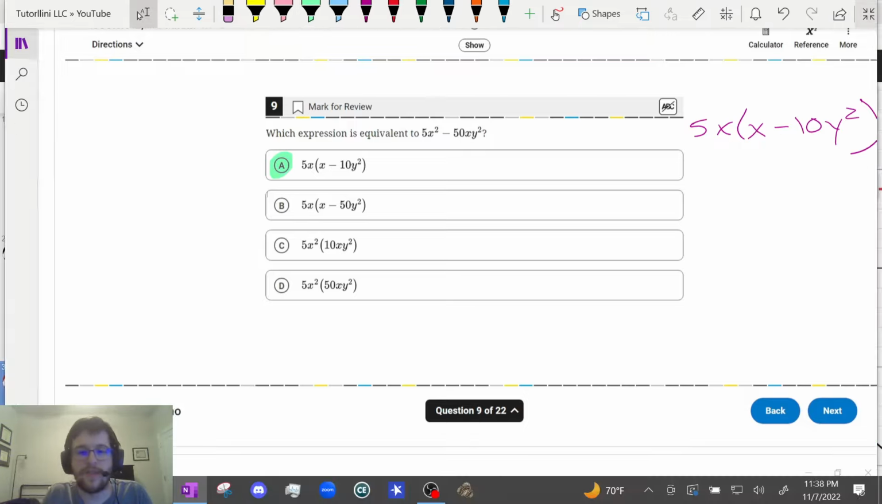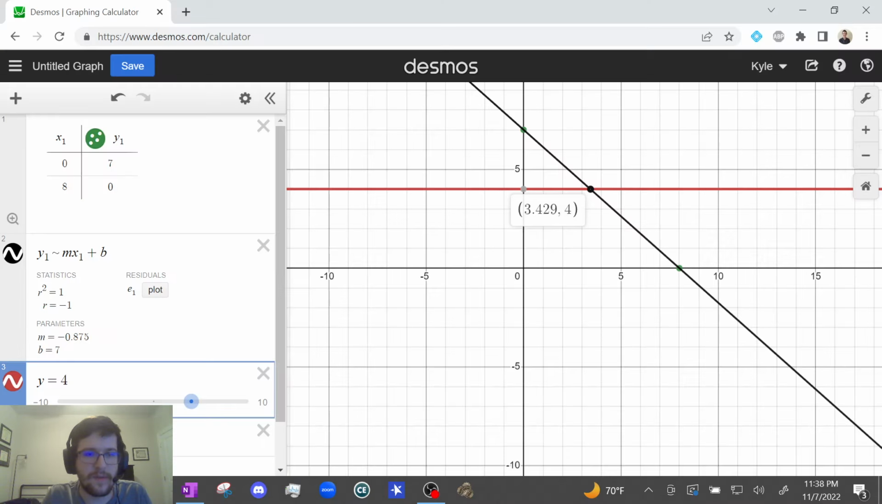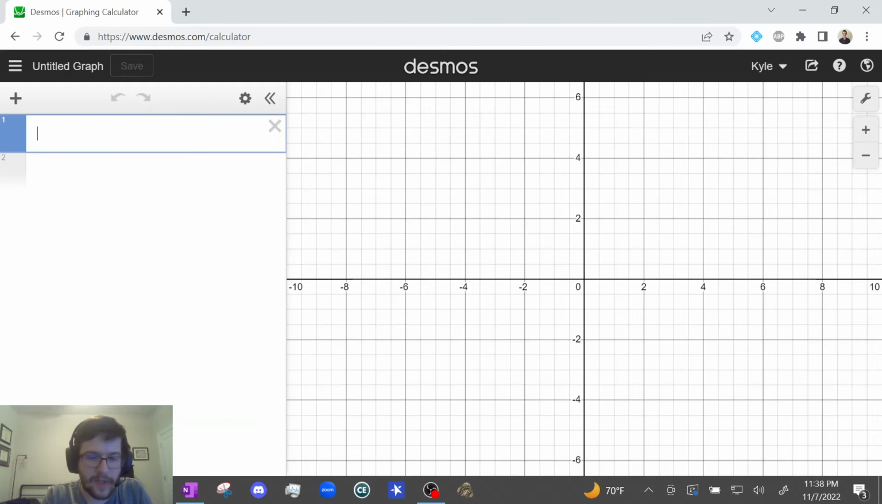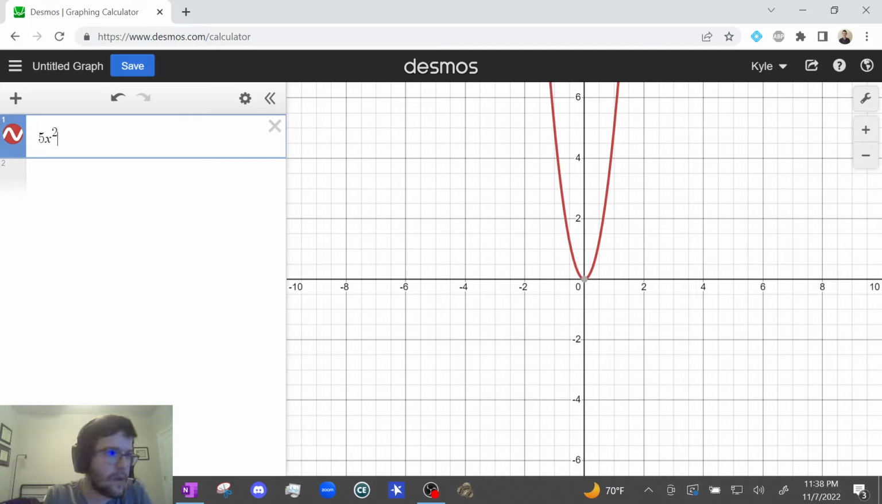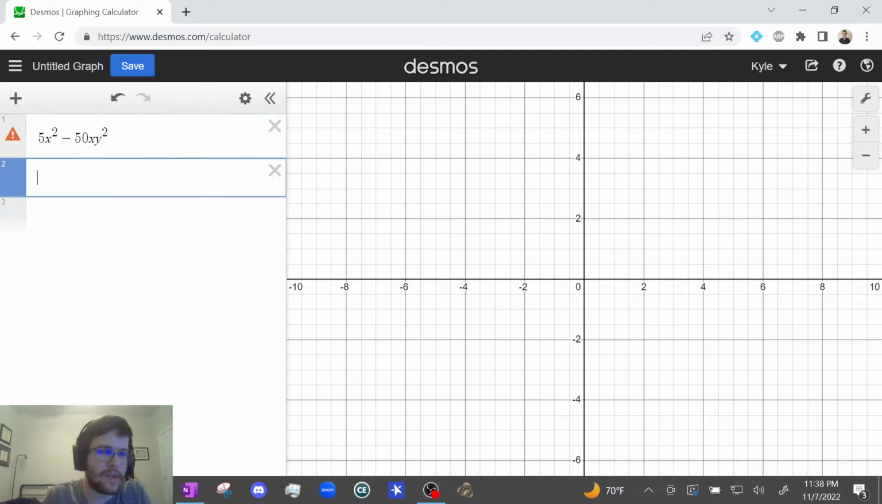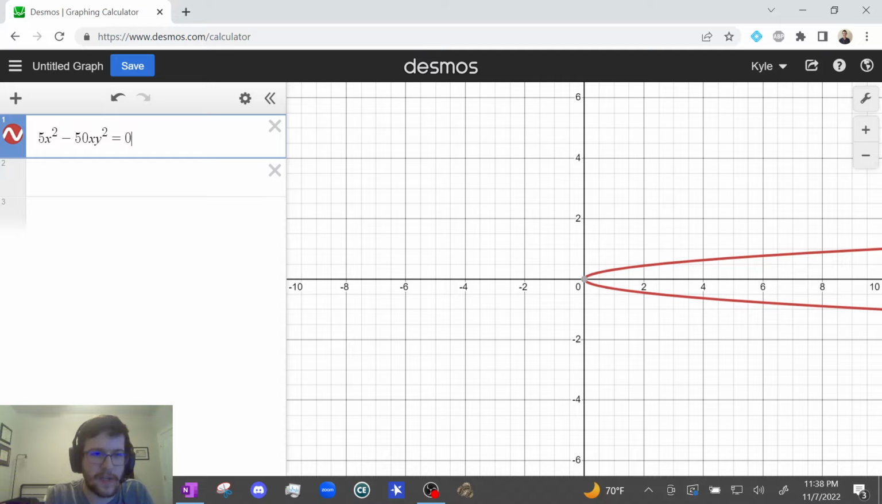So I just want to point out, if you did want to do this using Desmos, you could type in the original, so 5x squared minus 50xy squared. And it won't let me graph it. Yeah, so maybe that wouldn't be a good idea. Oh yeah, maybe that's why it wasn't working, because I didn't have an equal sign. Implicit relations have to have an equal sign, yeah.